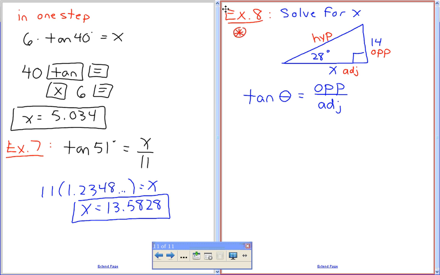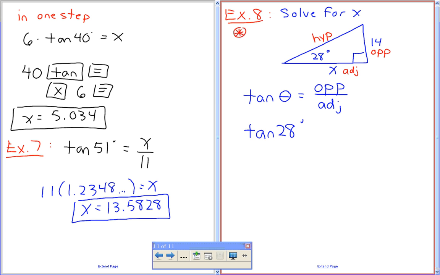What's theta in this case? Theta is 28 degrees. So we're going to say in this case, tan of 28 degrees, that's your theta. Okay, so everyone see that? Your theta is going to be your angle. Okay, what is the opposite side?